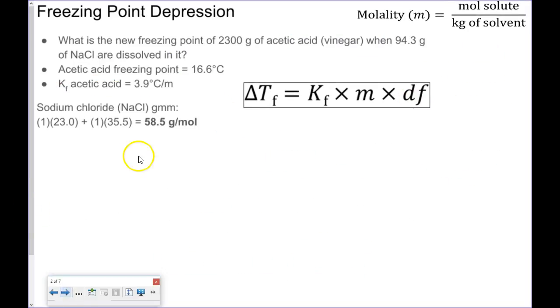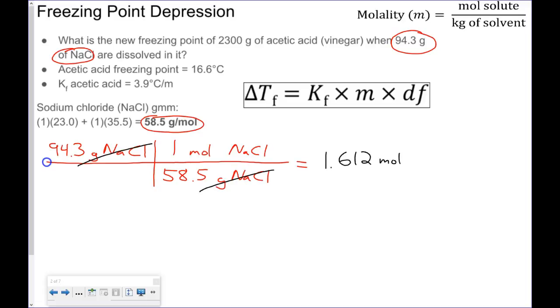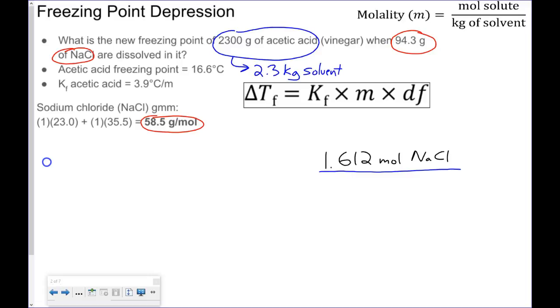What is the new freezing point of 2,300 grams of acetic acid or vinegar when 94.3 grams of sodium chloride are dissolved in it? So I'm going to take my 94.3 grams of sodium chloride and first convert that to the number of moles of sodium chloride. Canceling that out gives me 1.612 moles of sodium chloride. Now I'm going to divide that by my mass of the solvent. 2,300 grams works out to be 2.3 kilograms of solvent.